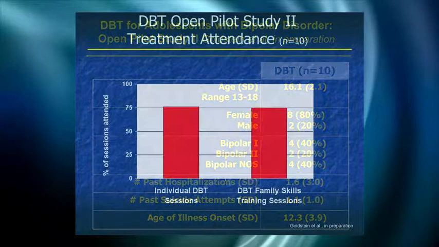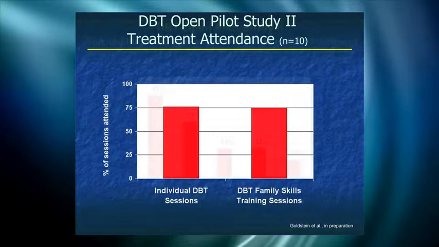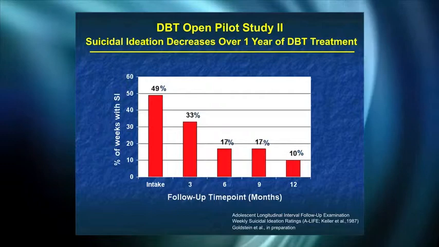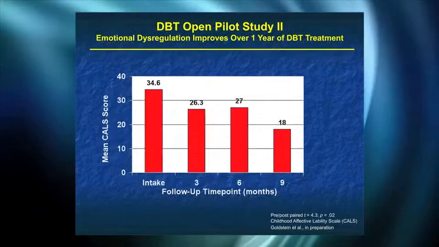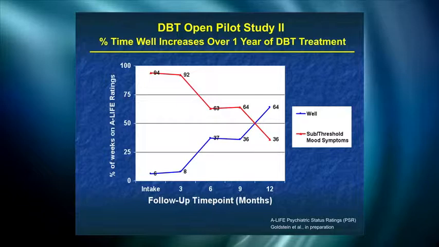You see the percentage of sessions attended was pretty good, around 75%. And again, over the 1 year open label follow-up, suicidal ideation decreases, suicidality on a broader measure decreases, depression scores go down, emotion dysregulation scores go down, and the percent of time spent well increases over 1 year. So some very promising early results from Goldstein and colleagues, and I'm looking forward to hearing more from her on that.